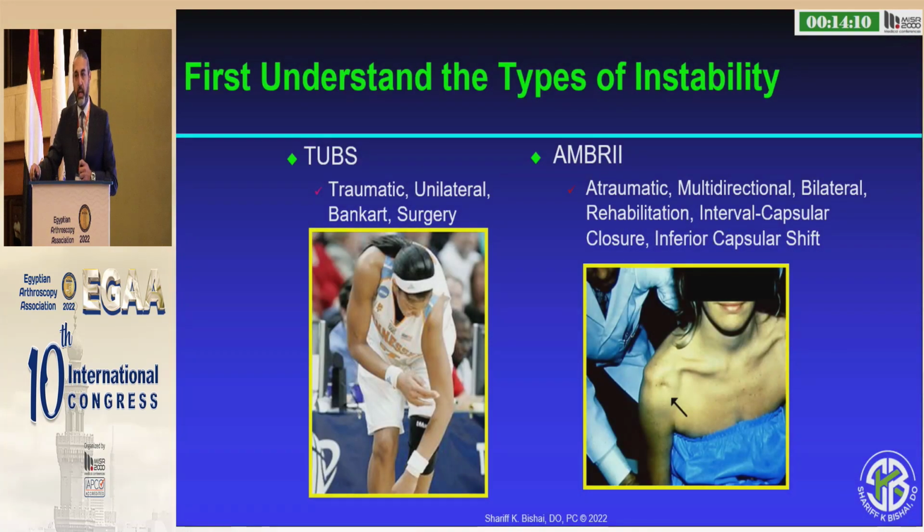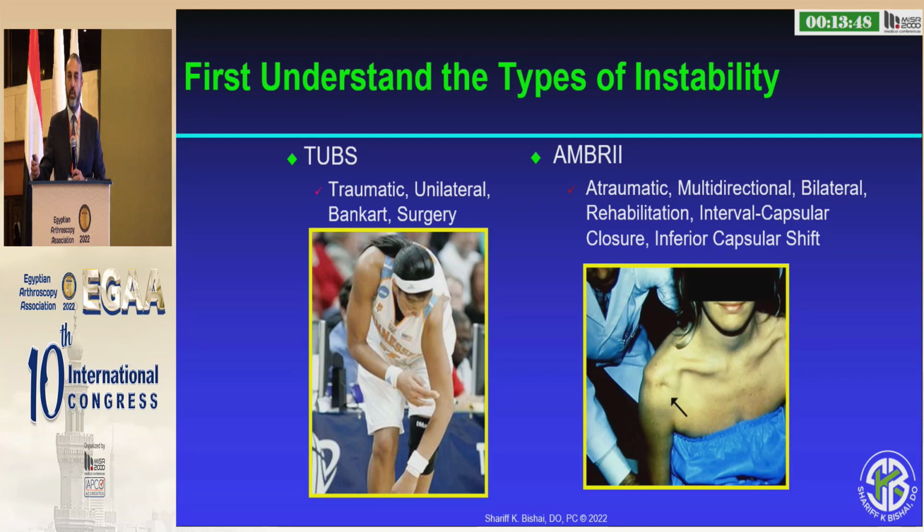When we talk about complications of the Latarjet procedure, I think the first thing you need to do is make sure that we're doing the procedure on the right person. We have to have the correct indications because doing any procedure with the wrong indication will lead to a complication. So we first need to understand the type of instability the patient has, whether it's traumatic or something more like a multidirectional instability.